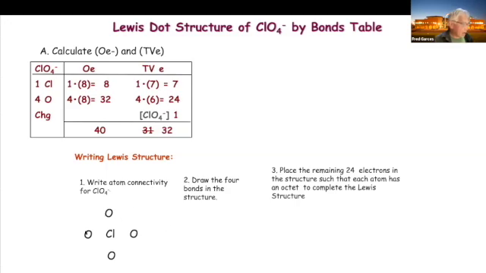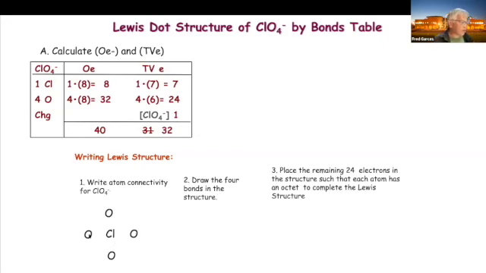Here's my connectivity. Chlorine's in the center. When you have a formula, usually the first atom is the central atom, except when it's hydrogen or fluorine. Hydrogen and fluorine can never be central. But chlorine is the central atom here, and then the oxygen surrounds it. So this is what we start with right here.